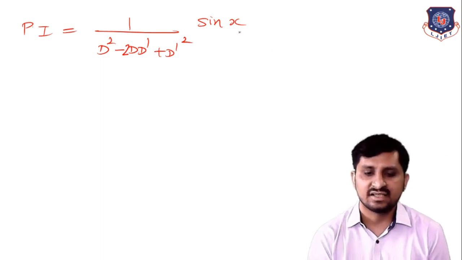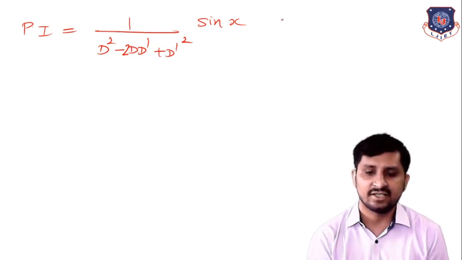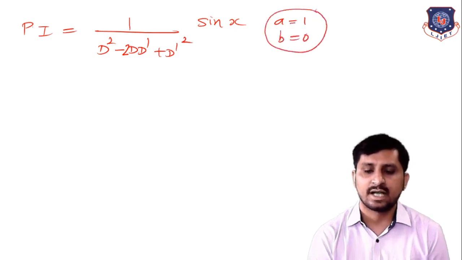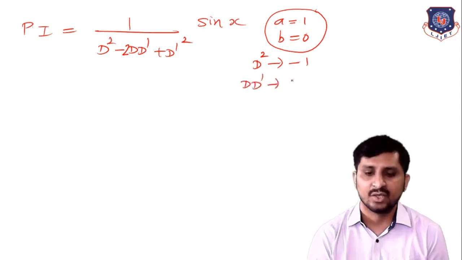Now compare this function sin x with sin ax plus by. So what is your a? First of all, a is equal to 1, and what is your b? b is equal to 0. Clear? Now instead of d square, we have to take minus a square, so minus 1. Instead of d into d dash, we have to take minus ab.